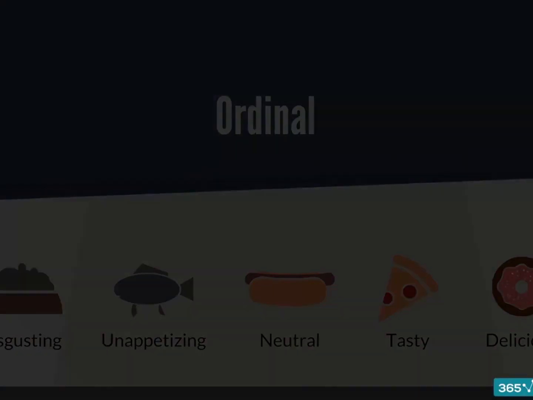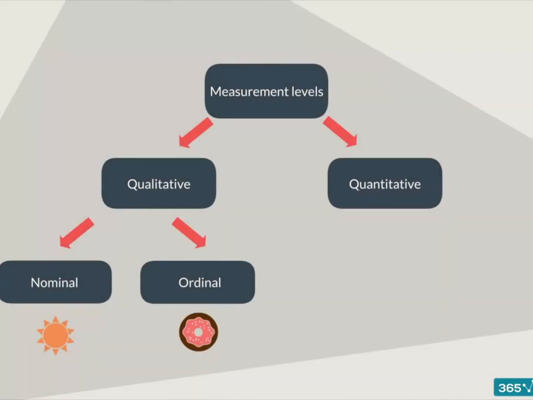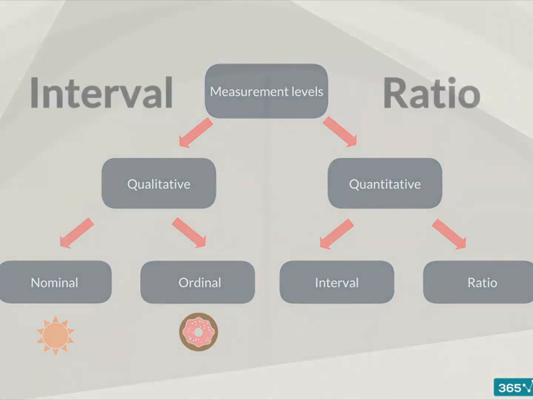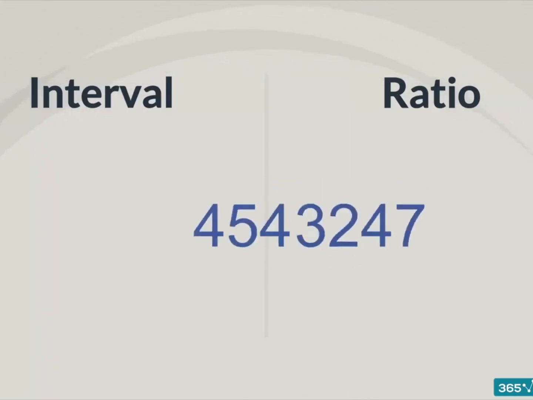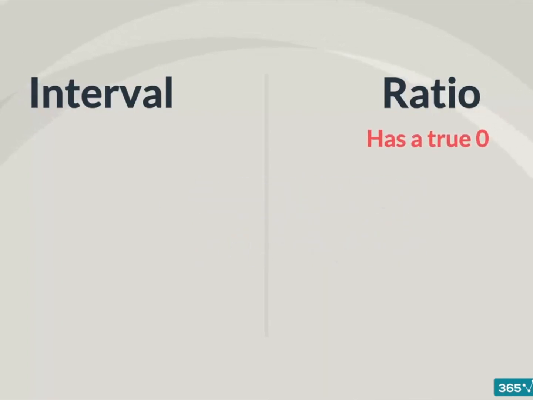Okay, so what about quantitative variables? Well, as you may have guessed by now, they are split into two groups, interval and ratio. Intervals and ratios are both represented by numbers, but have one major difference. Ratios have a true zero, and intervals don't. For example, length is a ratio variable. You all know that 0 inches or 0 feet means no length.